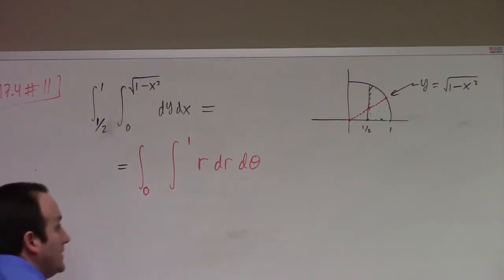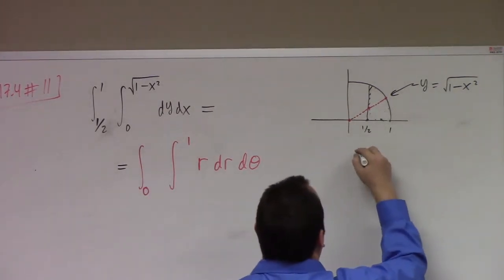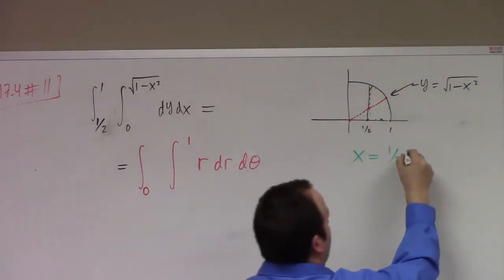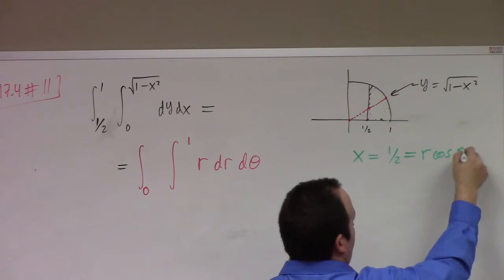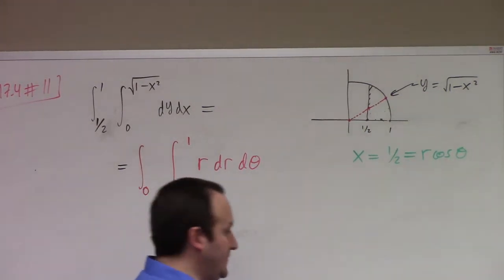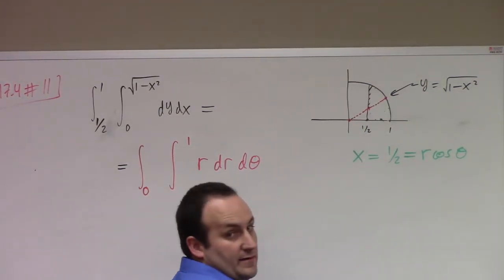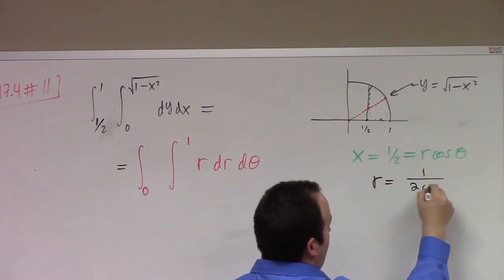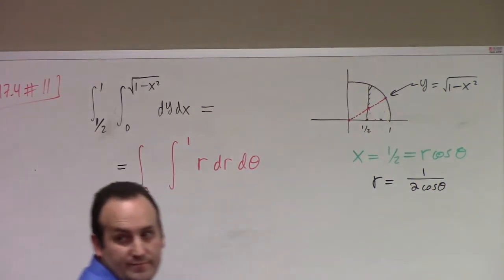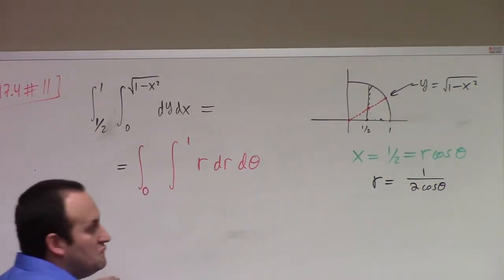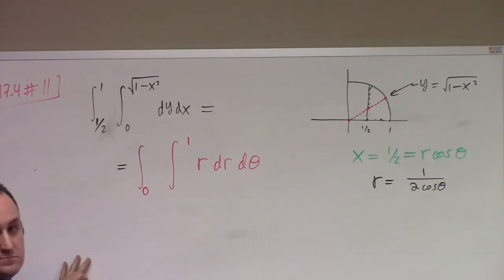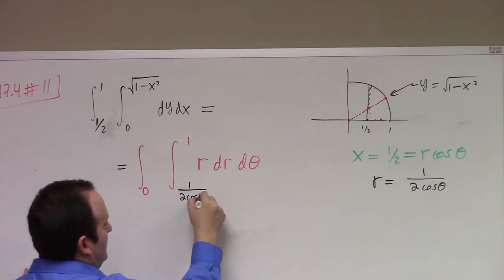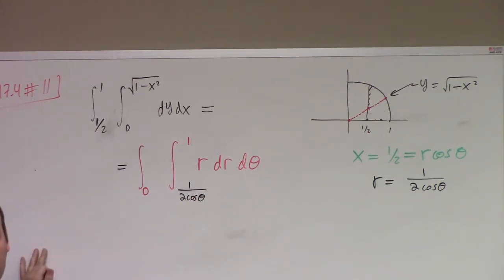Now, what you got to do is go, okay, so if x is equal to 1/2, well, that's equal to r cosine theta, right? Which makes the inner r actually equal to 1/2 cosine theta, right? All right, so got to face the music. There it is. That's the inner radius.